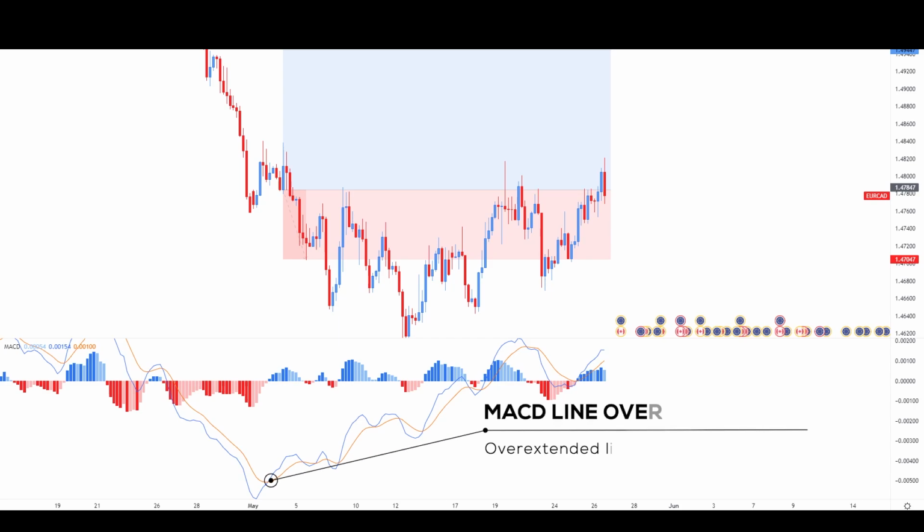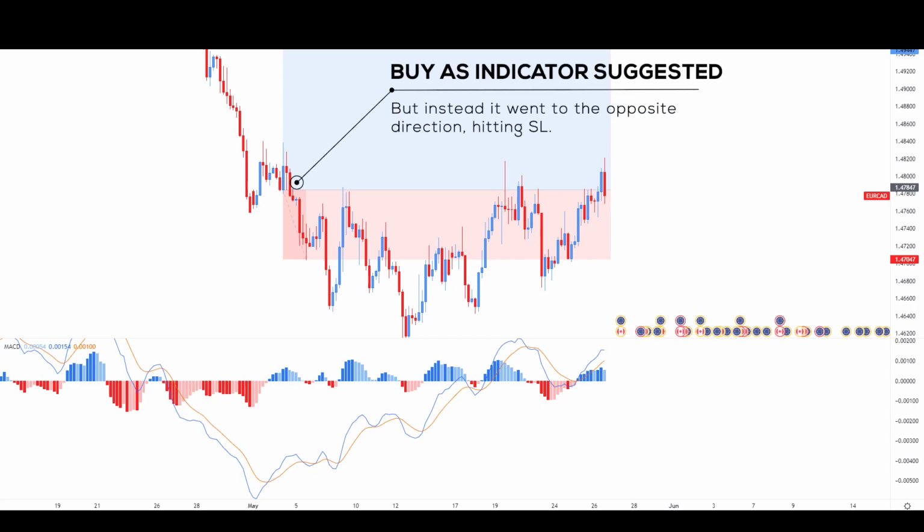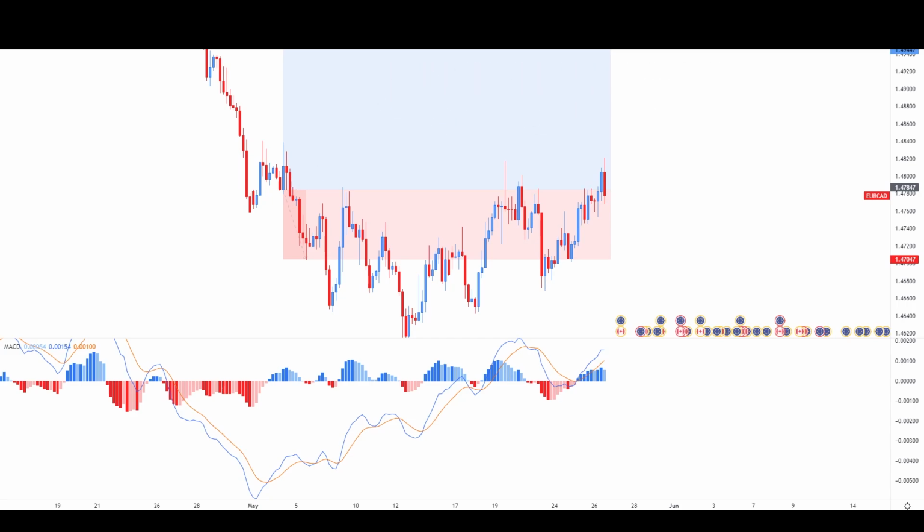So what happened, it basically indicated us to buy with this lovely crossover, but what happened next is that it hit the stop loss and didn't even manage to reach the take profit. Despite the fact that it may be difficult to detect, with practice this tip may help you to save a lot of money and avoid going gray earlier than you should.